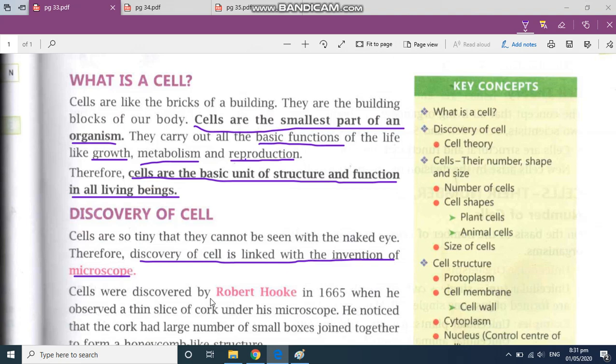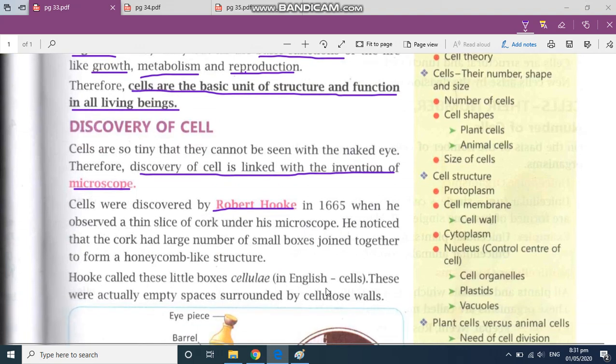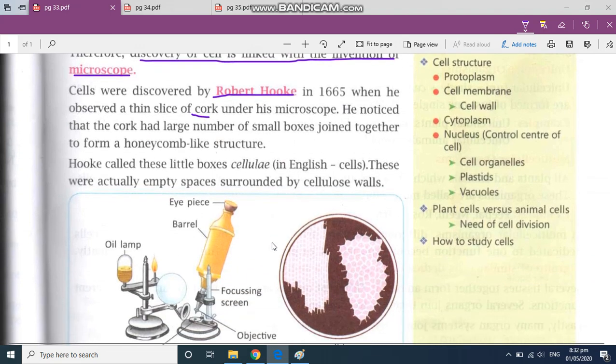Now who discovered the cell? Robert Hooke, underline this, when he observed a thin slice of cork under his microscope. Now you must be very clear, we have bottles with a cork, so they are talking about that cork. You take a slice of it, you can't put the whole cork under the microscope, you have to take a slice. He noticed that the cork had a large number of small boxes joined together.